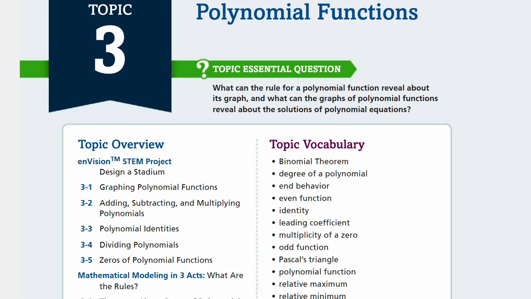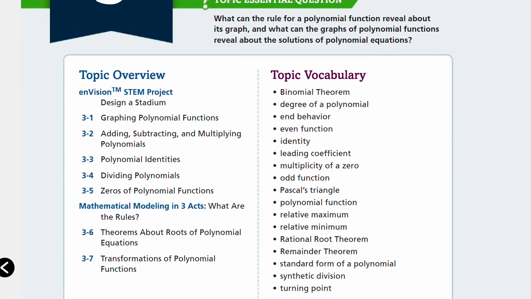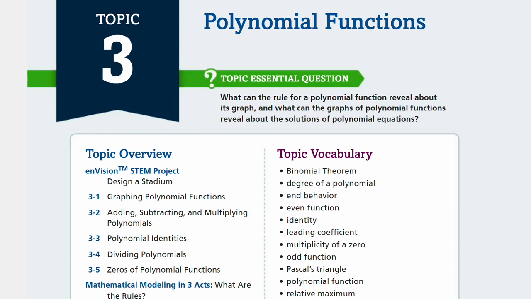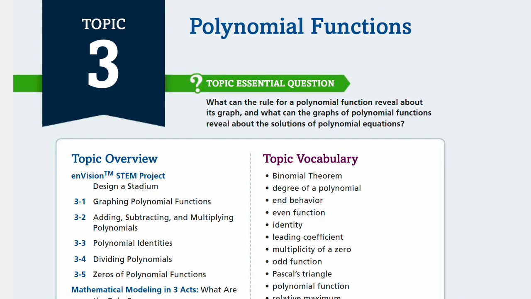Algebra 2, Topic 3, Polynomial Functions. In this new topic, we have 7 lessons, just like Topic 2, but we will talk about polynomial functions. So the big topic essential question is, what can the rule for a polynomial function reveal about its graph, and what can the graphs of polynomial functions reveal about the solutions of polynomial equations?